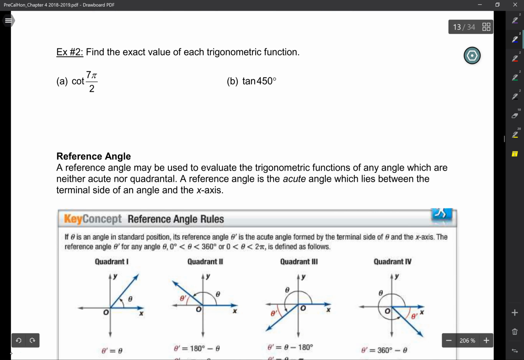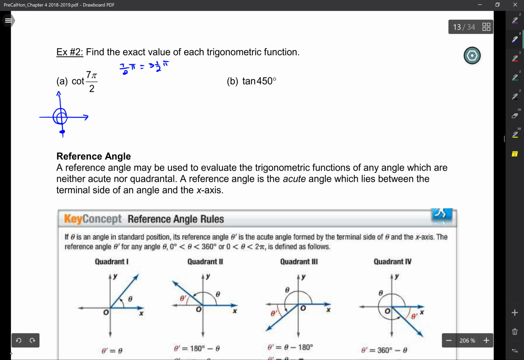Okay, so let's do this one. Cotangent of 7 pi over 2. Where is that? 7 pi over 2, that's like 7 over 2 pi, it's 3.5 pi. So here, it's going to be 2 pi. Is it going to be top or bottom? It's going to be bottom. 2 pi, 3 pi, another half pi right here.